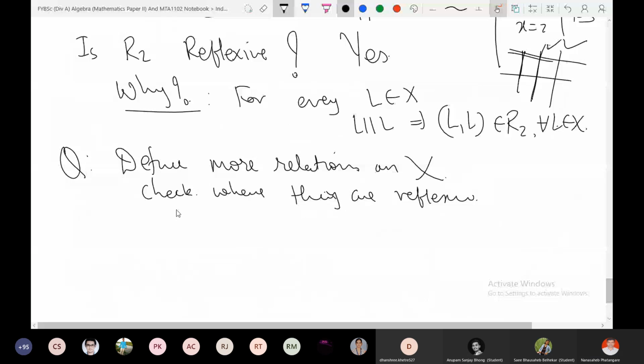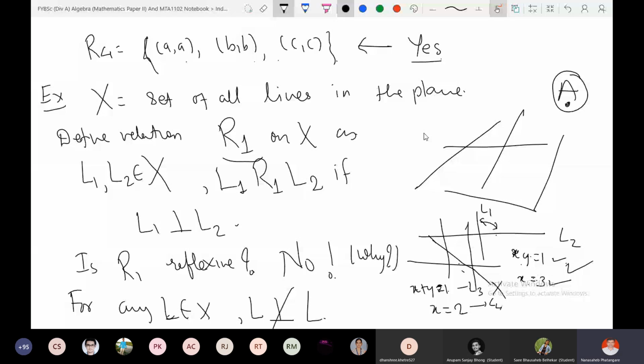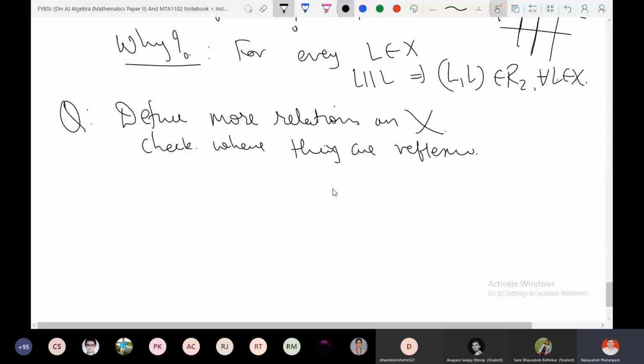You can define many relations on the same set, right? So you can define a relation among two lines: two lines are related if their angle is 45 degrees. That could be another relation. So that is a relation. You can define it in this way, but check whether it is reflexive. Excuse me, sir.